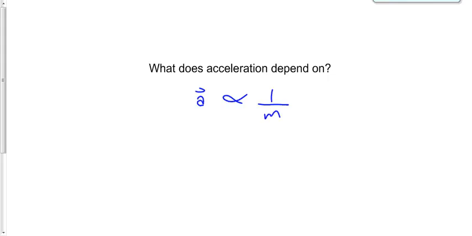Have you ever seen that expression there? That little Greek letter alpha? It means proportional to or related to. The acceleration is related to the inverse of mass. In other words, as mass goes up by a factor of 2, A goes down by a factor of 2. As mass gets quadrupled, A goes down by a factor of 4. As mass goes down by a factor of 3, then acceleration goes up by a factor of 3. They're inversely related to each other.